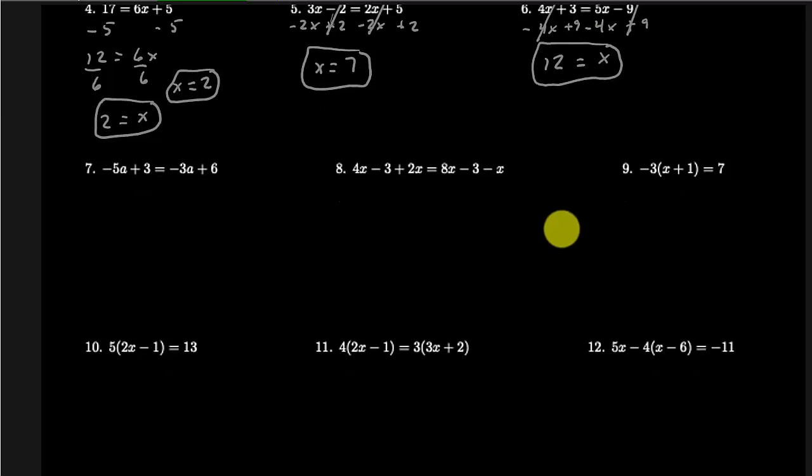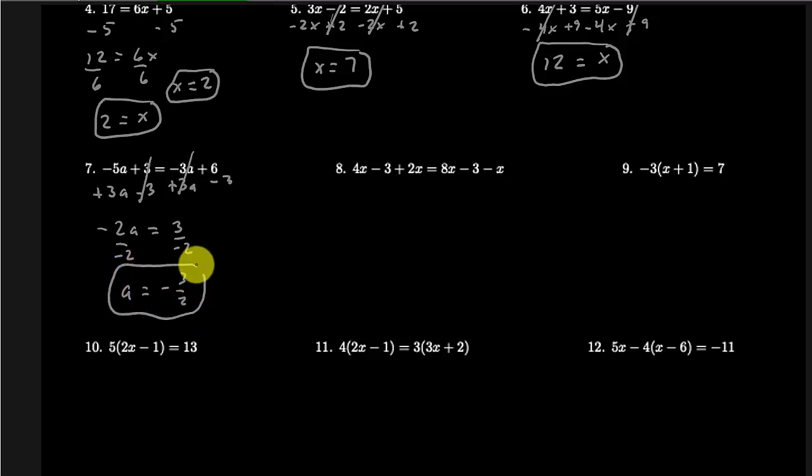All right, so what about this one? All right, so let's add 3a to both sides. Okay. And then we will subtract 3 from both sides. And so you can see here the 3a's cancel, the 3's cancel here. Negative 5a plus 3a is negative 2a. And then here 6 minus 3 is 3. And then we'll divide both sides by negative 2. We get a equals negative 3/2. And there's your answer.